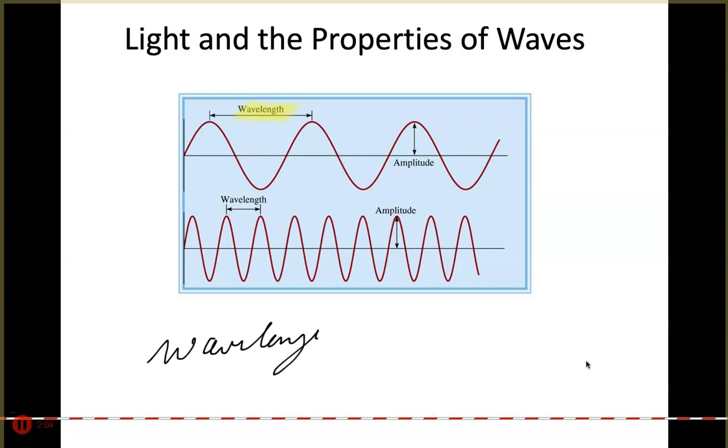So we have our wavelength. That should be an H. So we have our wavelength. Wavelength is represented by the symbol lambda.